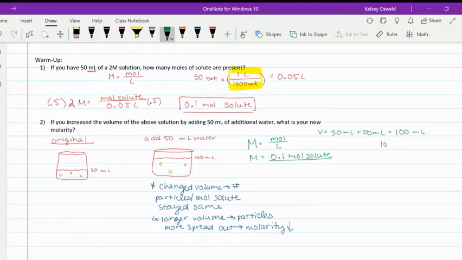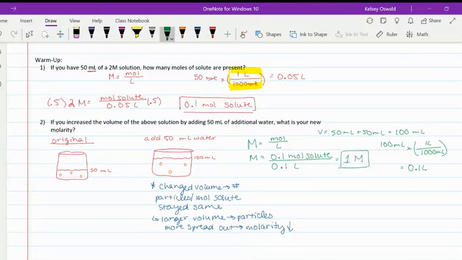And remember, we don't want that in milliliters, we want that in liters. And we know for every 1,000 milliliters, we have 1 liter. If we have 100 milliliters, that'd be equal to 0.1 liter. So the new volume of our solution is going to be 0.1, because now we have 100 milliliters of water rather than just 50. So when we do this, we're going to see that our new molarity is just going to be 1.